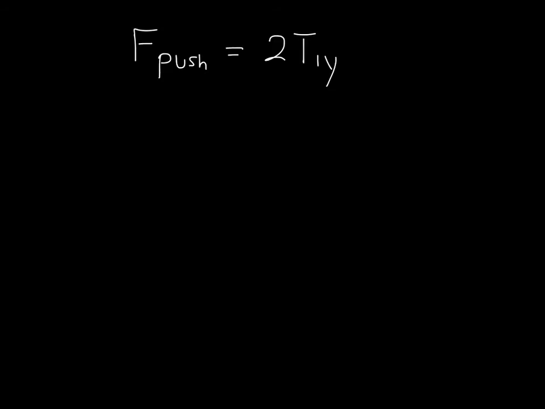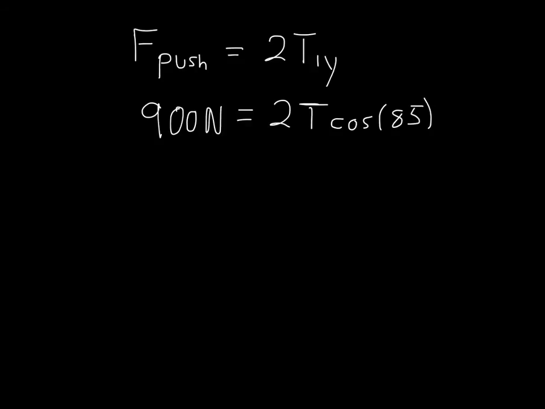Okay. Can I plug in any numbers? What's F push? 900 newtons. Equals 2 times T1y. How should I write T1y in terms of things that I know and things that I'm looking for? I'm looking for the tension, T. What part of the triangle is Ty? Is it the adjacent side of 85? How many unknowns do I have in this equation? 1. I just don't know T. So I can divide both sides by 2 cosine of 85.